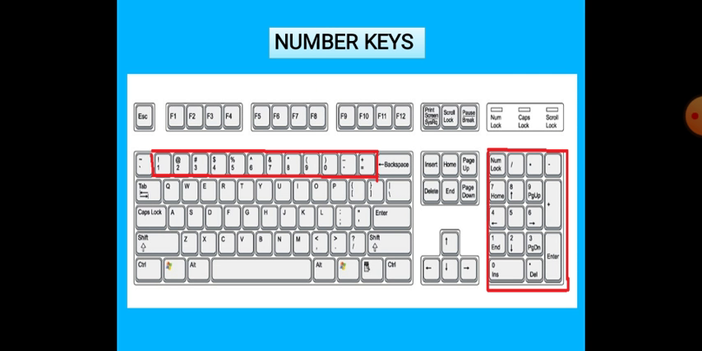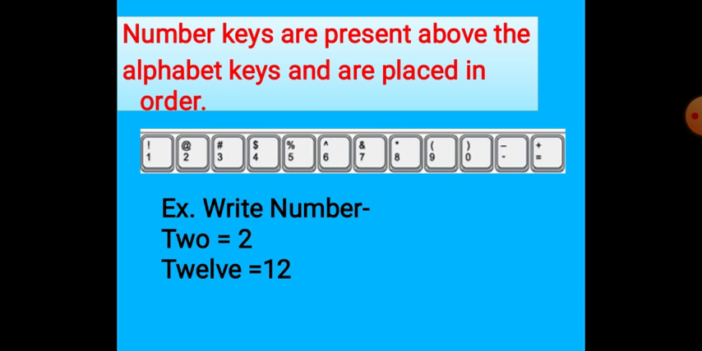Now see, on a keyboard there are two places where number keys are available. Now see, number keys are present just above the alphabet keys and these keys are in order. Children, number keys are above the alphabet keys and they are all in order, 1 to 9 and last is 0. Now to write numbers like 2 and 12 we have to press 2, 1 or again 2 that are used in keyboard.